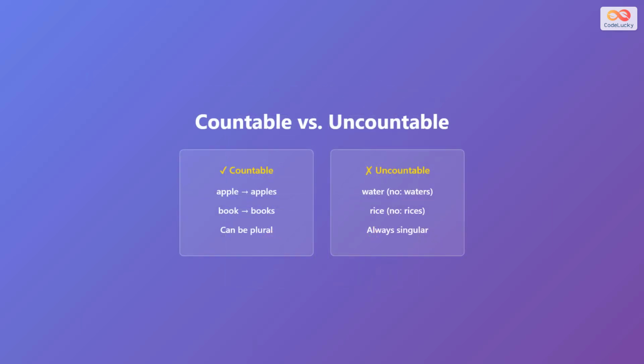Let's compare countable and uncountable nouns. Countable nouns can be pluralized. For example, apple becomes apples and book becomes books. We can count them. Uncountable nouns cannot be pluralized. Water stays water and rice stays rice. We cannot change them to a plural form.